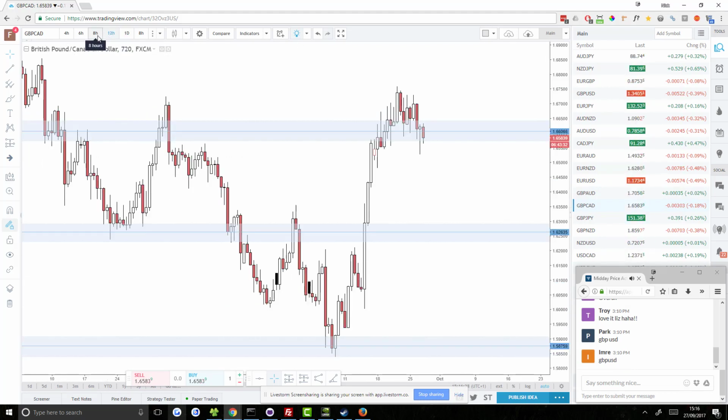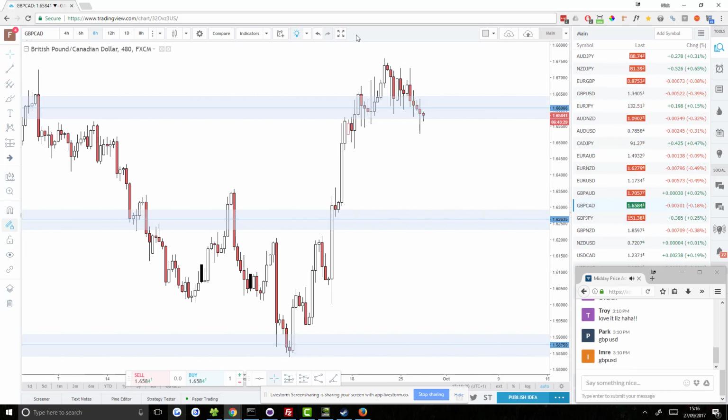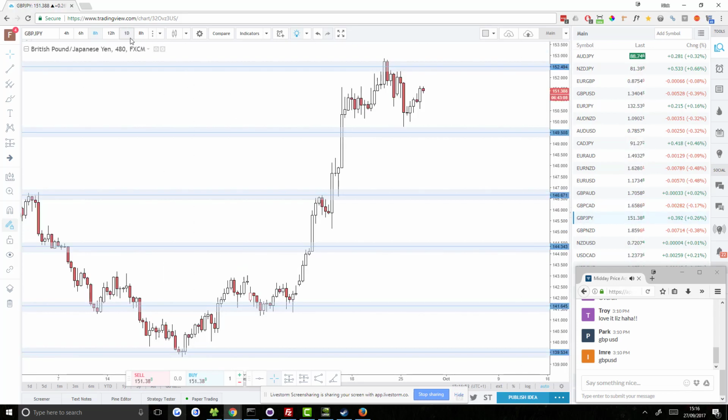GBP CAD. Potential continuation, but it's way too messy to the left. So if we were to enter a long continuation in line with this trend, my concern would be that price is just going to get stuck here for a long time, because we can see what's been happening lately here. I don't really want that, so I won't do anything with that.